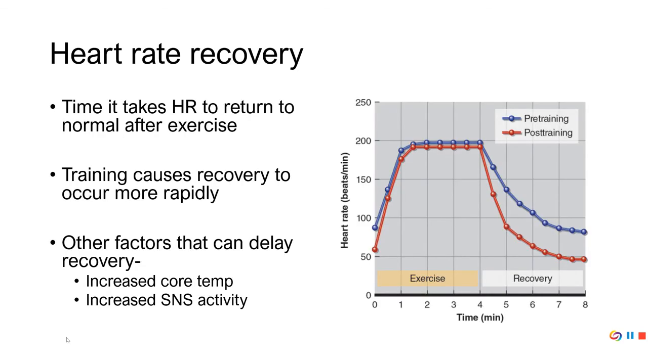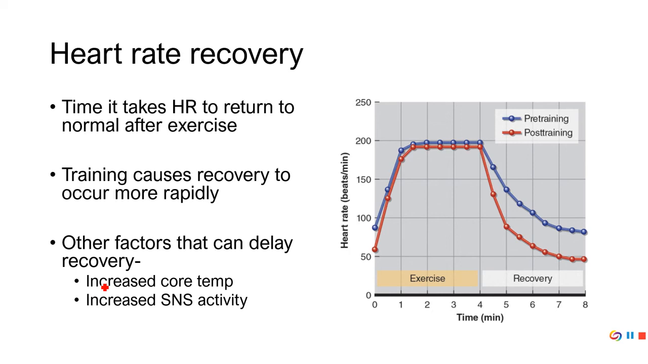And then I think the last thing that we're going to talk about here is heart rate recovery. When we talk about heart rate recovery, it's just how long does it take your heart rate to get back to normal after you exercise? When you train, or after you become a trained individual, the recovery happens more rapidly. But there are some things that can delay it. So higher core temperature, remember that speeds up chemical reactions. And if you've got lots of chemical reactions going, that's going to speed things up, including your heart rate. And just the fact that you might have increased sympathetic activity.